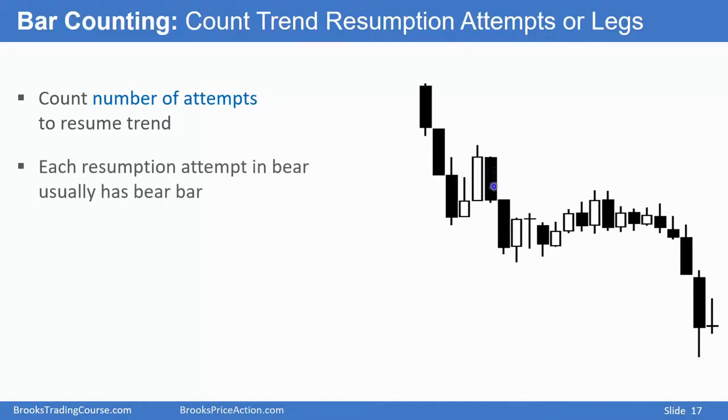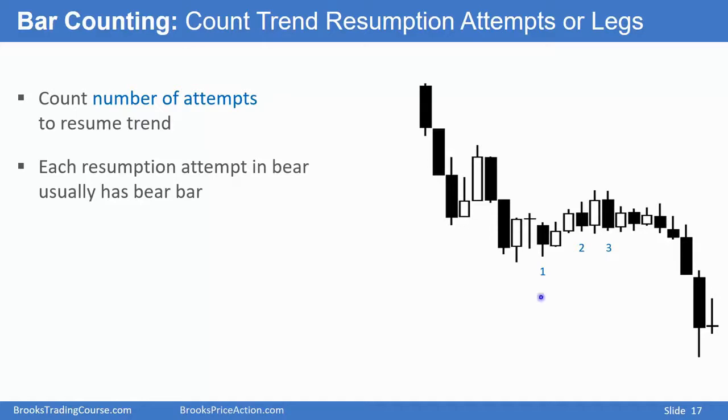Each attempt at resumption in a bear trend usually has a bear bar. So we got a pullback and then a bear bar. We have a pullback and then a bear bar. Bear trend trying to resume, successfully resuming. So the bear bars are the attempts at trend resumption down. So we tried to resume here, here, and here. We pulled back once, pulled back twice, pulled back 3 times. So this, in fact, is a wedge bear flag.